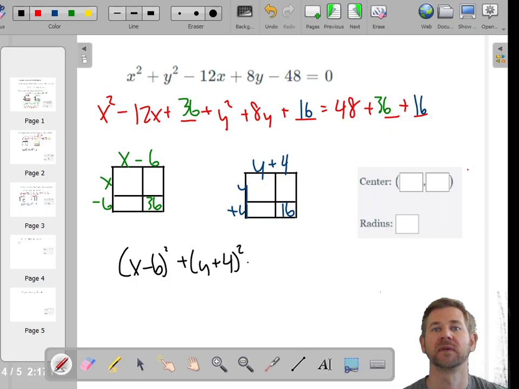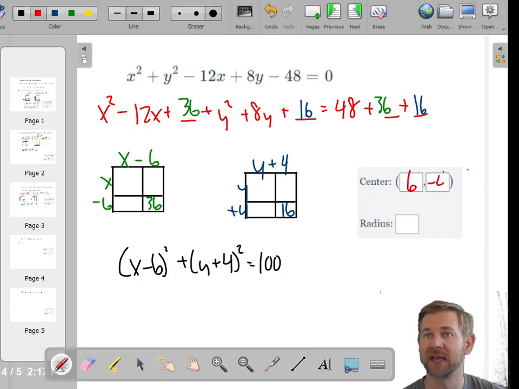Yeah, 100. Good. So the center, the x coordinate, is positive 6. If they have a positive 4, that means they plugged in negative 4 because it's supposed to be y minus, so y minus negative 4, and then the radius is 10.